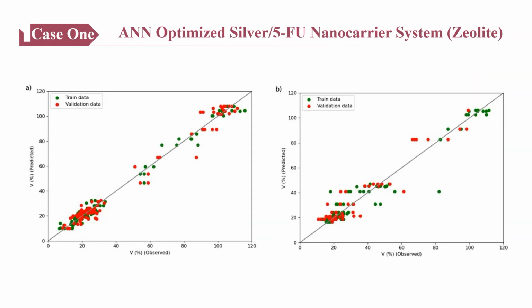In this section, we will present several case studies. Case 1, ANN optimization of silver 5-FU zeolite-based nano-drug delivery system. An artificial neural network was employed to optimize the zeolite-based nano-drug delivery system loaded with silver and 5-fluorouracil. Through modeling and analysis of training and validation data, the model accurately predicts the cytotoxic effects under different drug ratios, providing an optimal scheme for the design of nano-drug delivery systems for melanoma treatment.